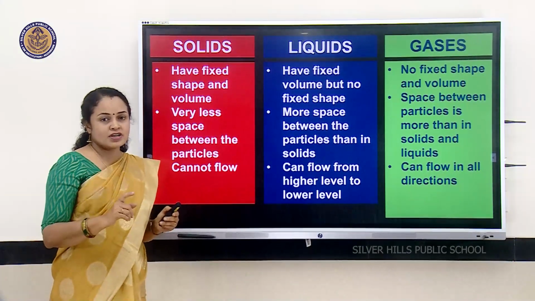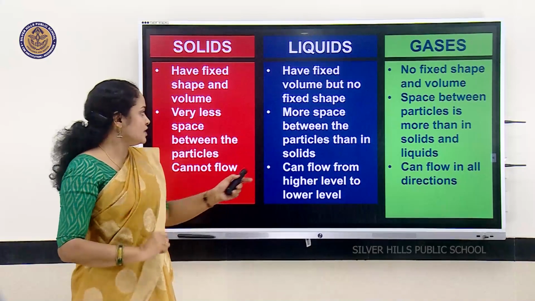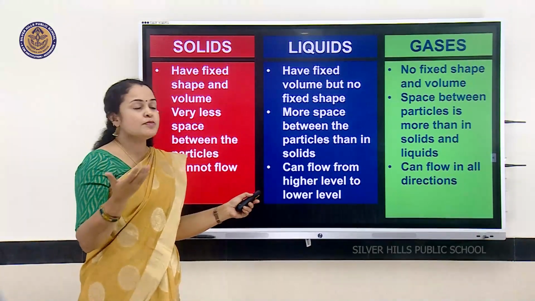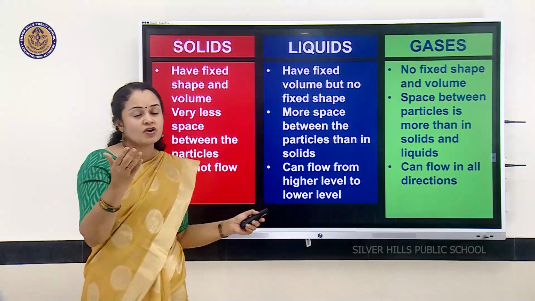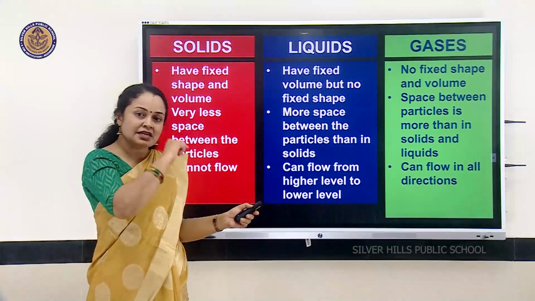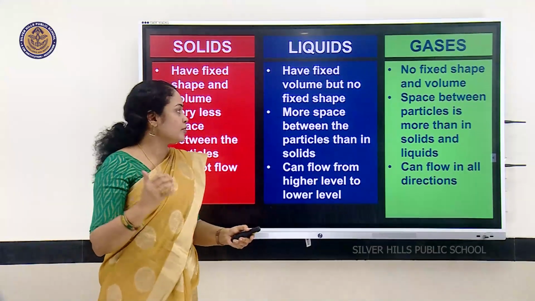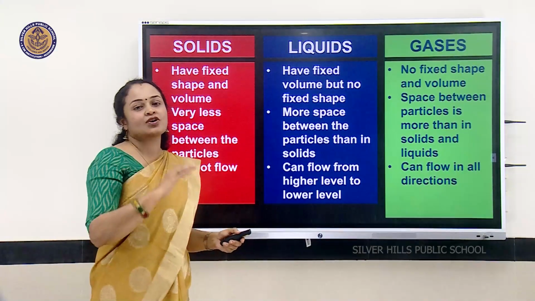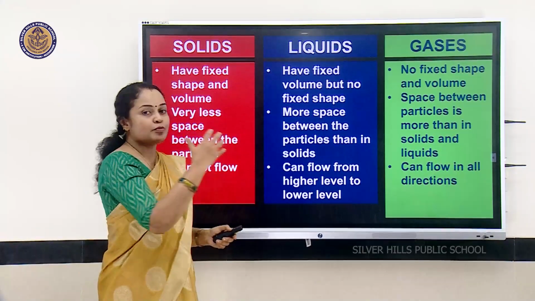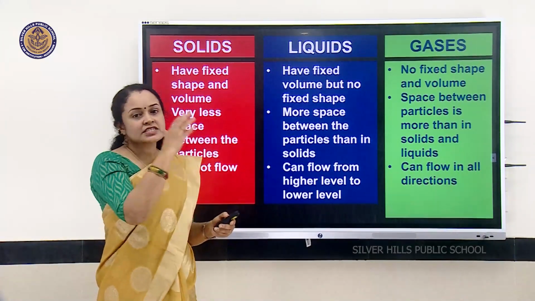In the case of solids, as I showed you in the slide before, particles are very close to each other. Here, in liquids, there is more space between the particles than in solids. There is space but not as much as in gases. In gases, what is happening? Space between the particles is more than in solids and liquids. So in gases, the space between the particles is more than in solids and liquids.